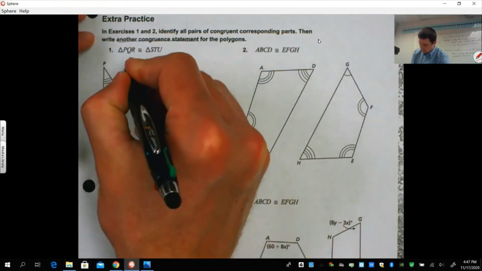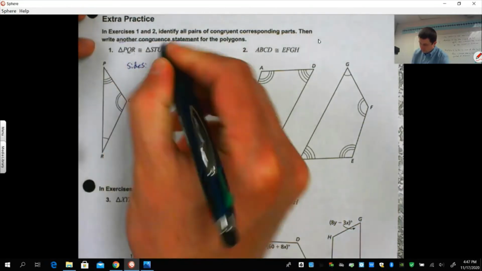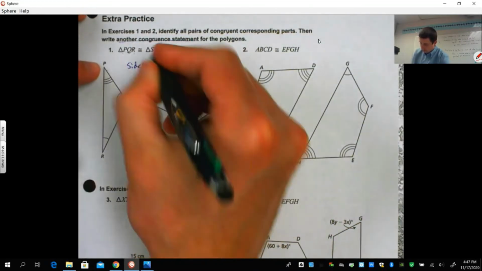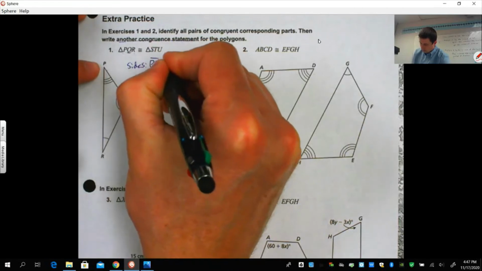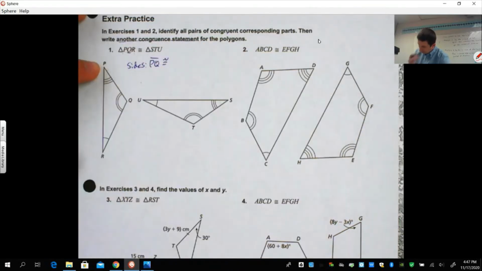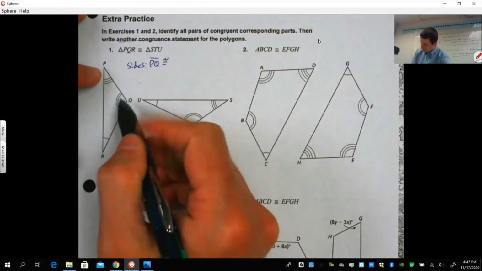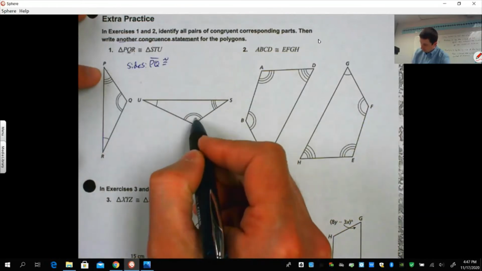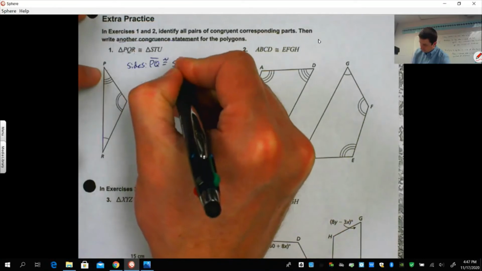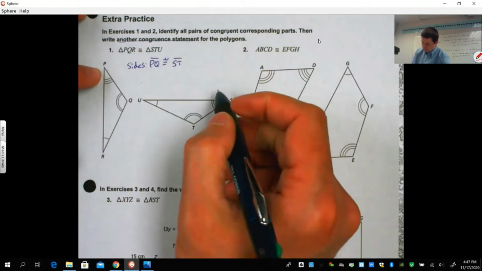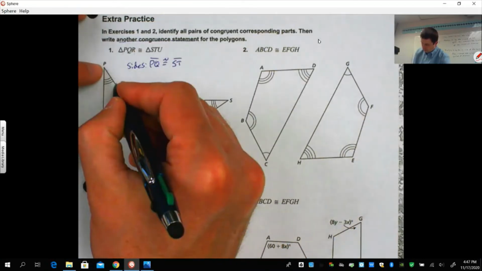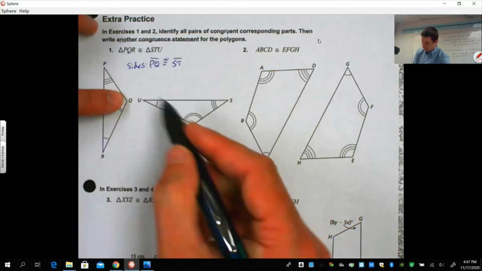So let's start with the sides. I'm going to say PQ is congruent to, so P went from the 3 sides there to the 2, so ST. So the first one, PQ, you got that one done. Keep going around the triangle.